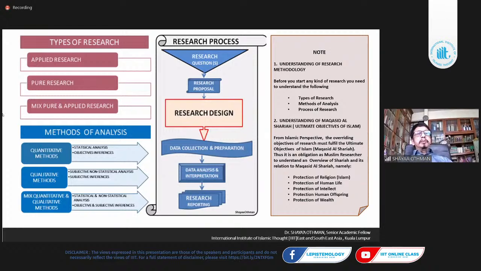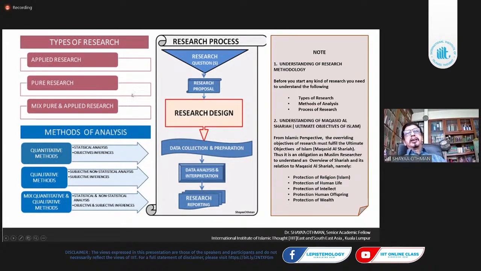It could also be a mixture of qualitative and quantitative. You can do qualitative research to make some inferences on a certain issue before you go into quantitative statistical analysis, a mixture of the two. When I did my PhD, I did a mixture of the two, not to make my supervisor confused, but I would prefer these two. So these are the methods of analysis, types of research, and research process. You should be able to know that.